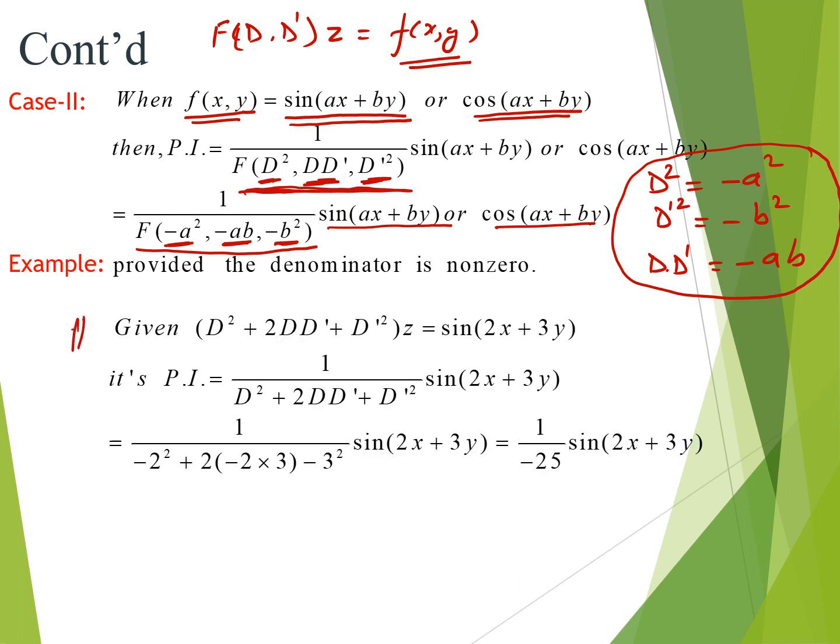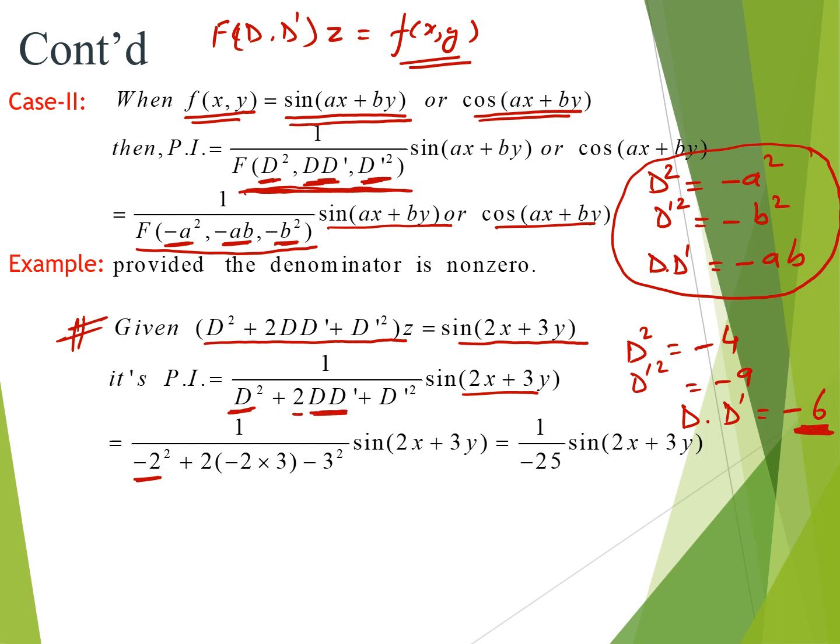Now considering the example, D square plus 2D D dash plus D dash square z is equal to sine(2x plus 3y). Now according to this, D square is going to be replaced by minus of 4, D dash square is replaced by minus of 9, D into D dash will be replaced by minus of 6. So we replace the denominator: minus 4, 2 into D D dash is replaced by minus 6, this will be minus 6, and D dash square is replaced by 9, so it is replaced by minus 9. So the denominator is minus 25. So finally the PI for this problem is this.